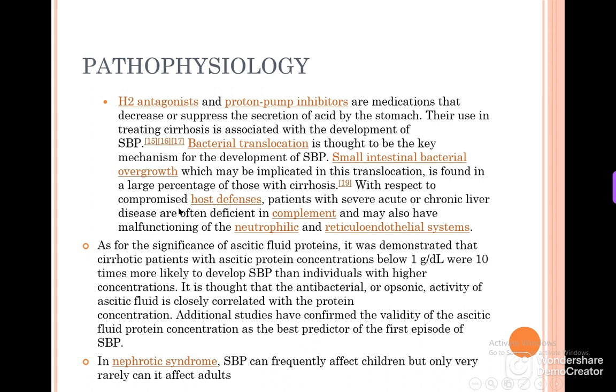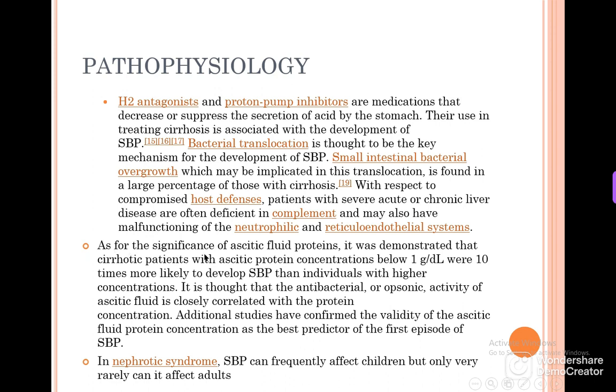With respect to compromised host defenses, patients with severe acute or chronic liver disease are often deficient in complement, called hypocomplementemia, and may also have malfunctioning of the neutrophils and the reticuloendothelial system. There is malfunctioning of the neutrophils and the reticuloendothelial system in cirrhosis of the liver, and that is why the peritoneum becomes involved with infection.